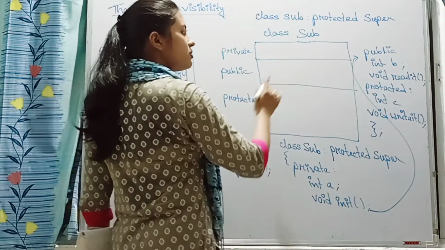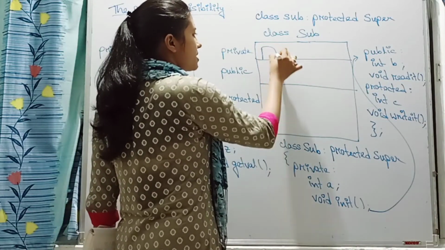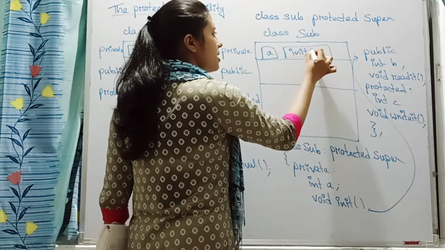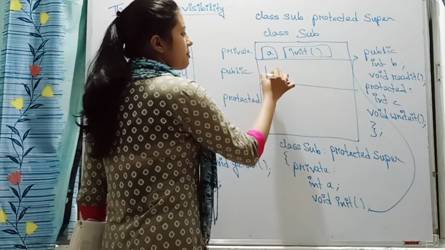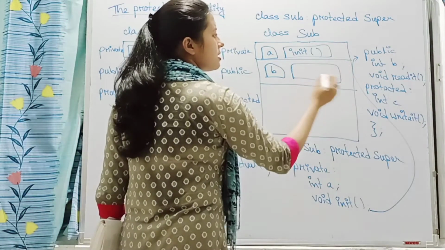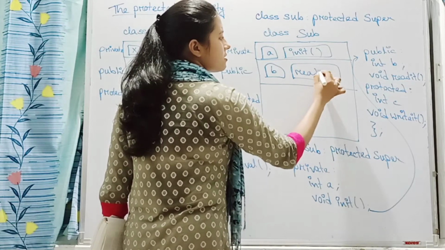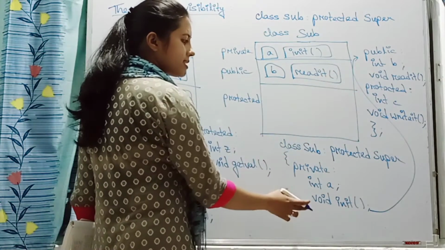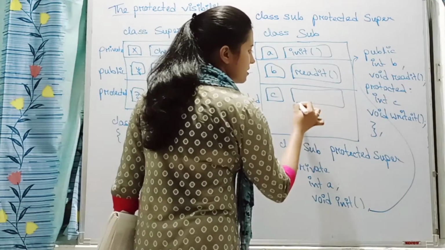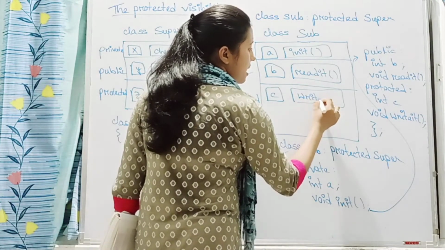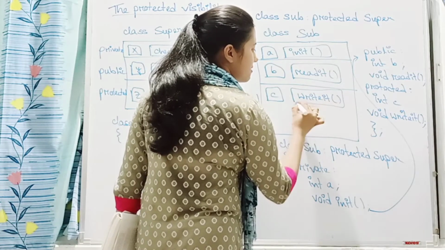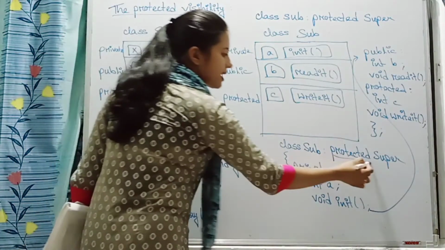Okay. So according to the definition, how we will write under the public section? A and init, data member function. Okay. Under the public section, B and read it. And under the protected section, what is there? C and write it. Now you see, this subclass is deriving our superclass protectedly.